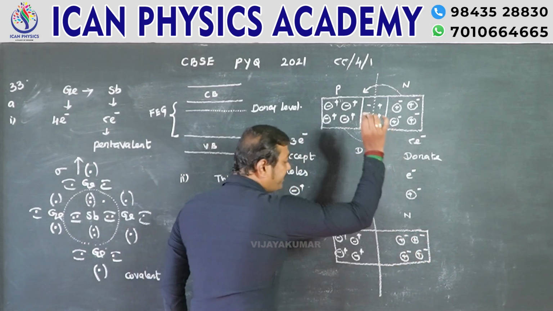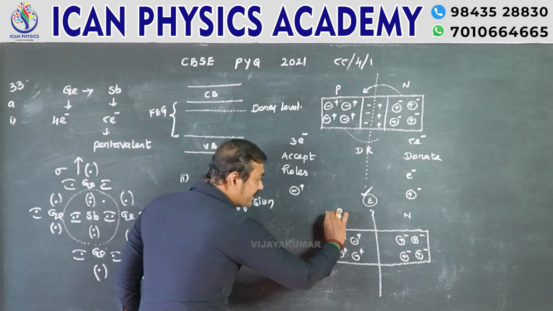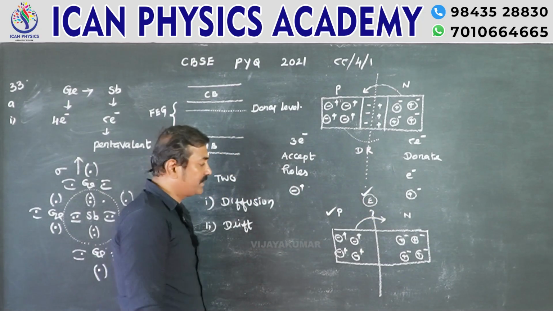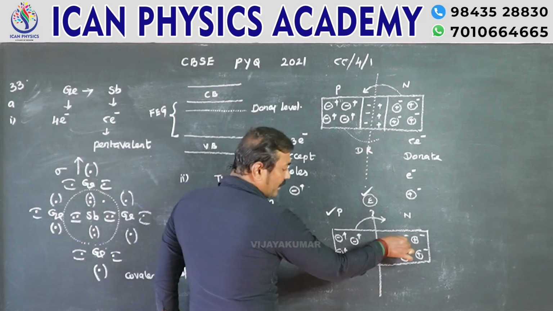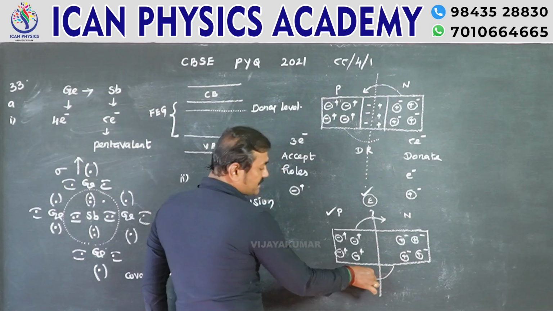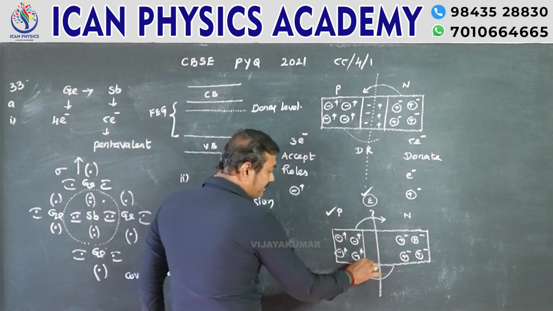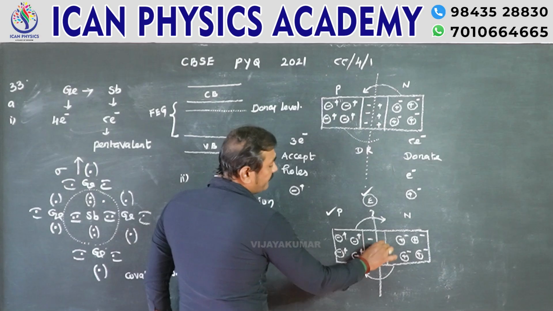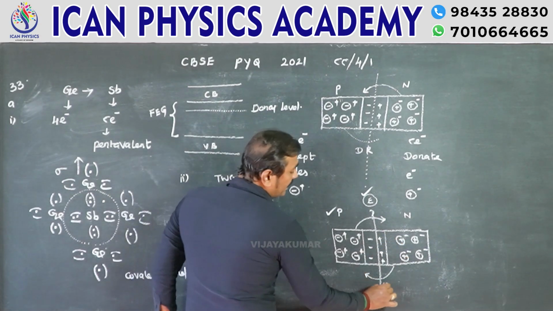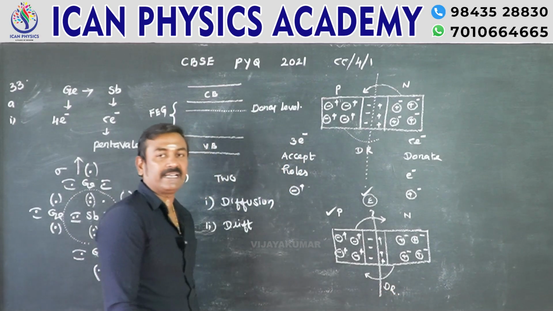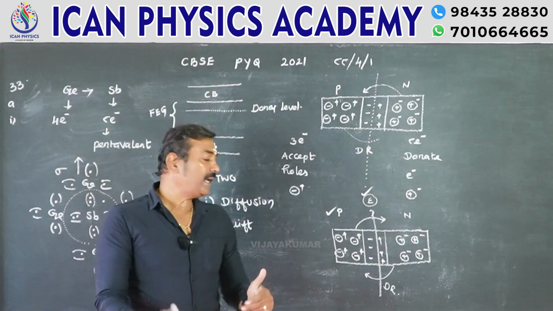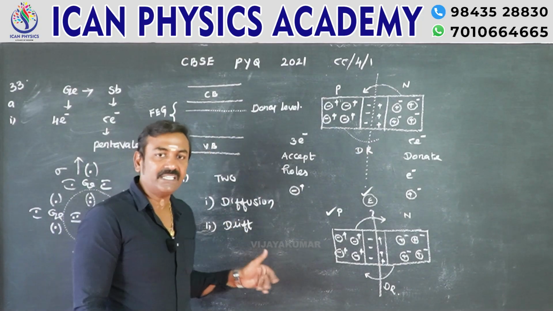Because of this field, the electrons from the P region are drifted towards the N region. On the other hand, the holes from the N region, because of this electric field, drift towards the P region, and it forms the region once again with positive and negative ions which are immobile, and the region is called the depletion region. So this is the formation of the PN junction diode by the diffusion method and the drift method.